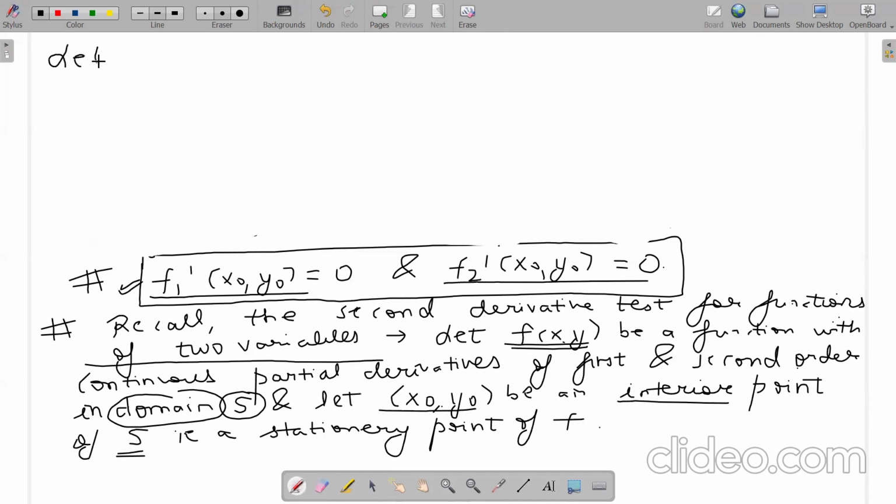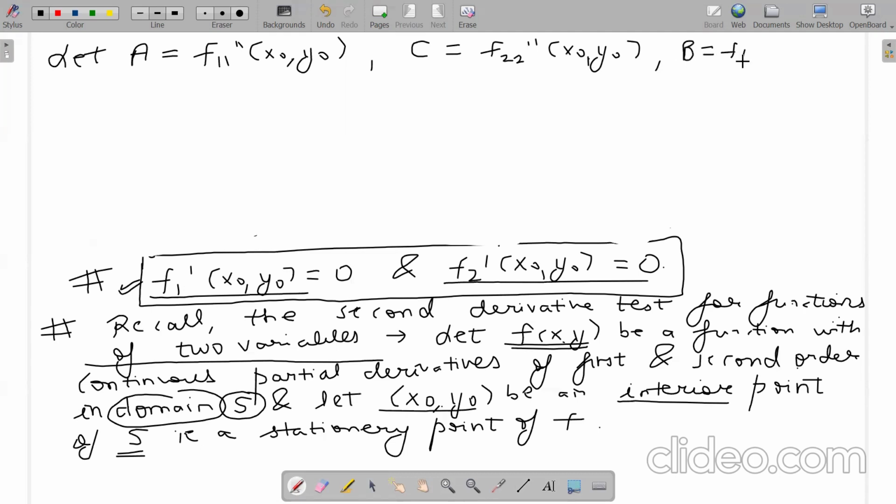So I can write let A be equal to f double one double dash x0 y0, which is the second order partial derivative of the function with respect to x evaluated at the stationary point x0 y0. First of all, let C be equal to f double two double dash x0 y0, which is the second order partial derivative of the function with respect to y evaluated at the stationary point x0 y0, and let B be f1 2 double dash x0 y0, which is the second order cross partial derivative of the function evaluated at the stationary point x0 y0.